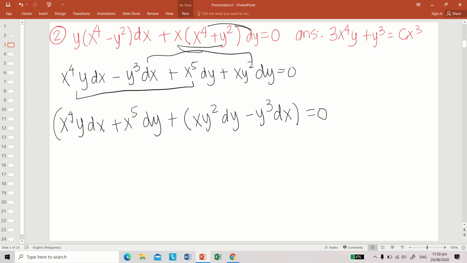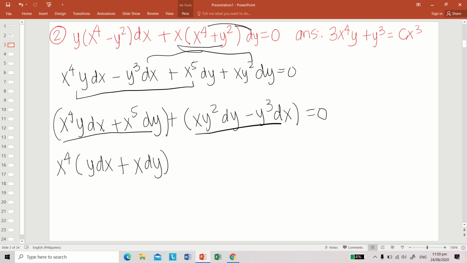By grouping this one also, we could factor x to the fourth on this side. So by factoring x to the fourth on this side, we're going to have x to the fourth quantity y dx plus x dy. And then also on these terms, by inspection, we could factor y squared, so plus y squared quantity x dy minus y dx is equal to 0.